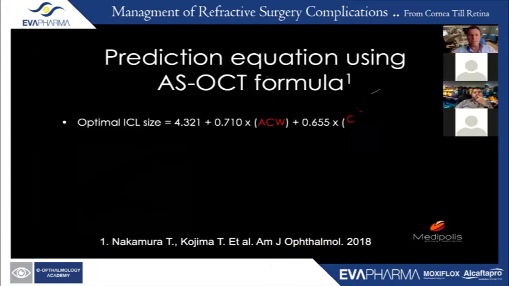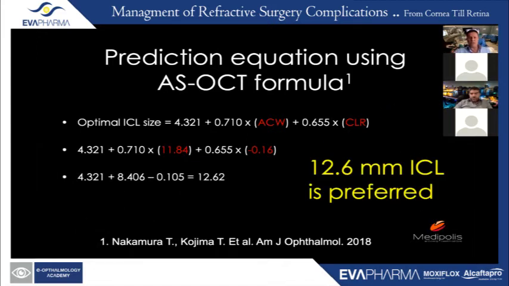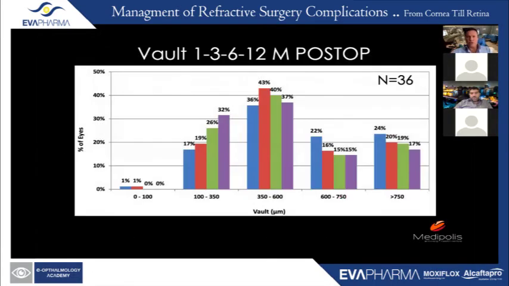We put it in the formula of Nakamura. It's not the same one I'm using here, but it's based on the Nakamura formula, optimized for the MS39. So this is the formula. We put in the scleral spur to scleral spur measurement and the lens rise, which is also data given by the OCT. When we do the calculation in this eye, we get 12.62, and we ordered in this case a 12.6 millimeter ICL, and this is preferred.